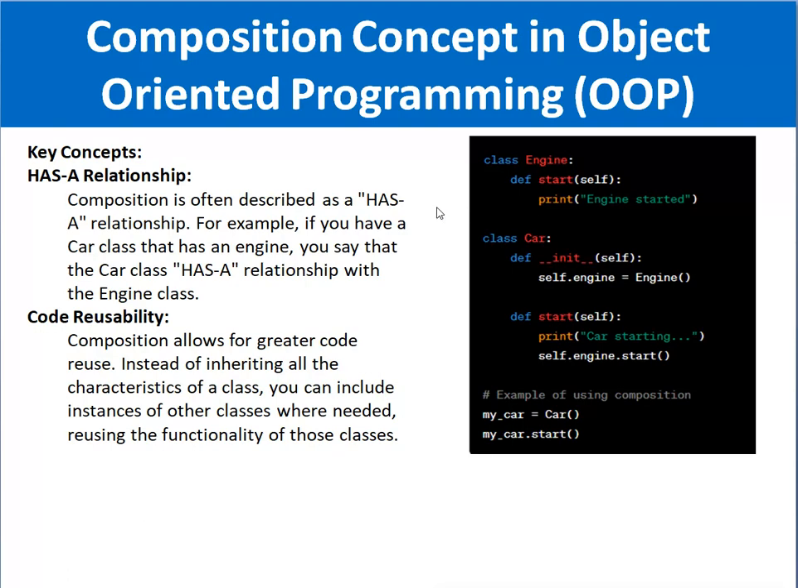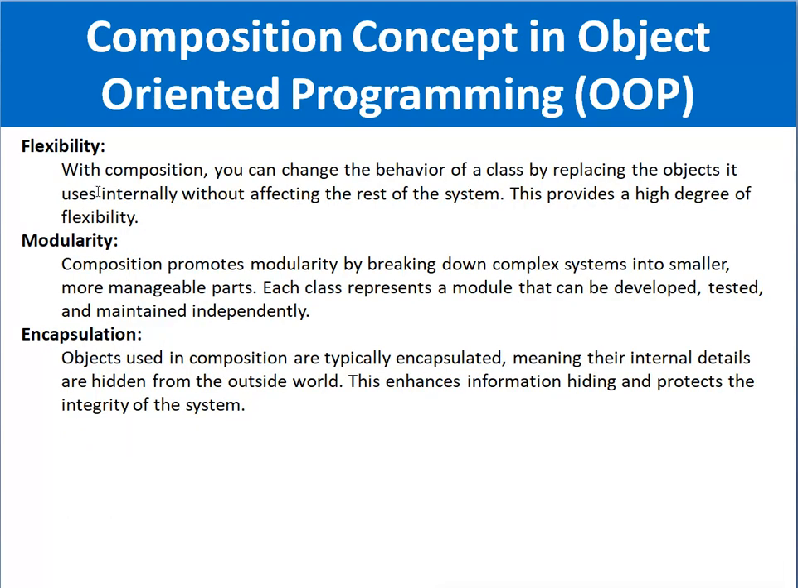Composition is often described as a has-a relationship. For example, if you have a Car class that has an engine, you say that the Car class has a relationship with the Engine class. So that means a car has a relationship with the Engine class. Code reusability means that composition allows for greater code reuse. Instead of inheriting all the characteristics of a class, you can include instances of other classes where needed, reusing the functionality of those classes.